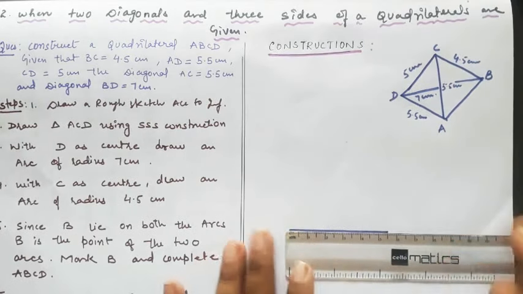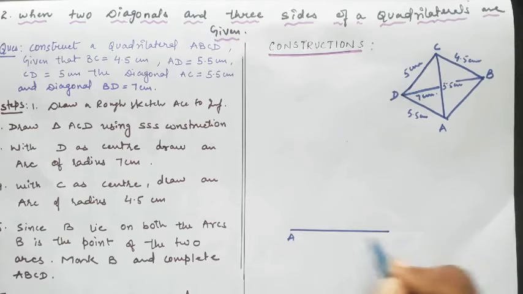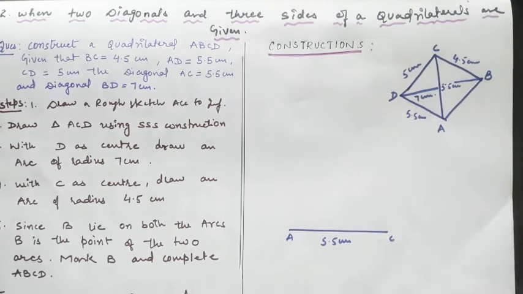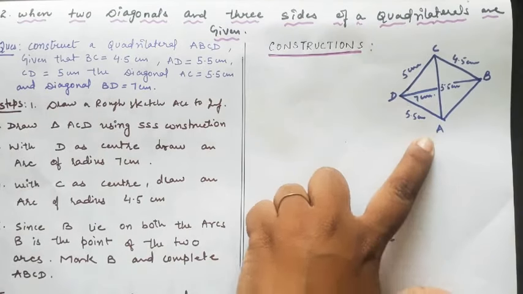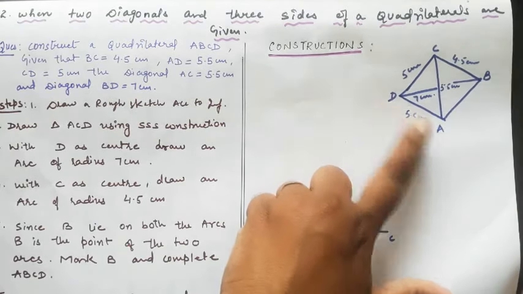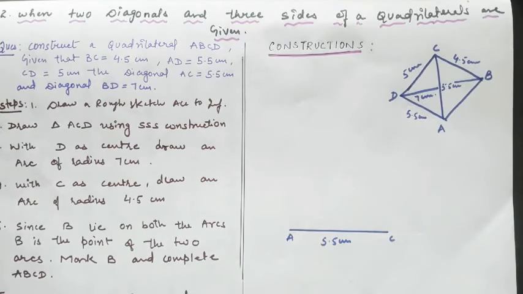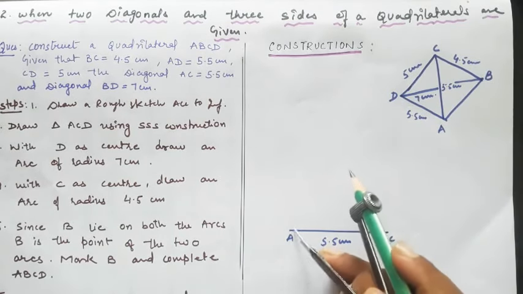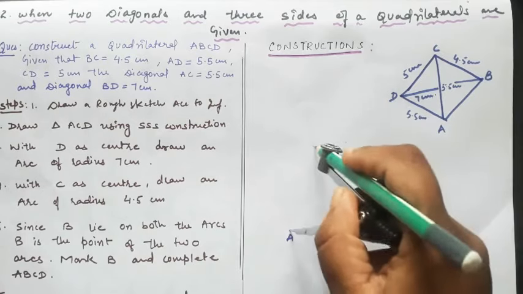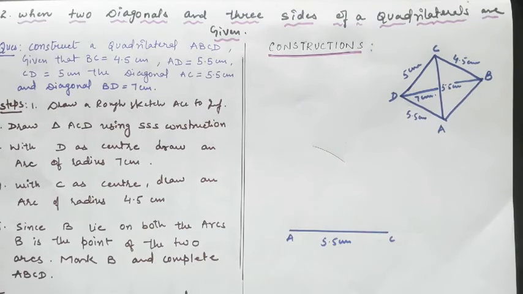5.5 centimeter. I'm just marking it AC, which is 5.5 centimeter. From A, I'll draw this point D by taking A as a center and this 5.5 as a radius to mark one arc here. See, 5.5 same here. I'll put one arc of 5.5 centimeter.